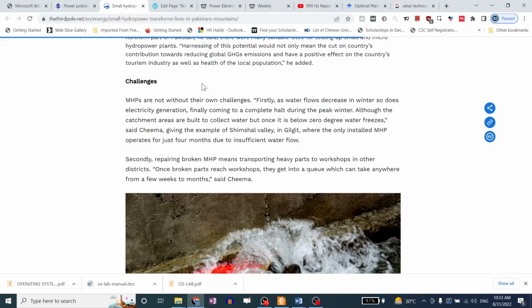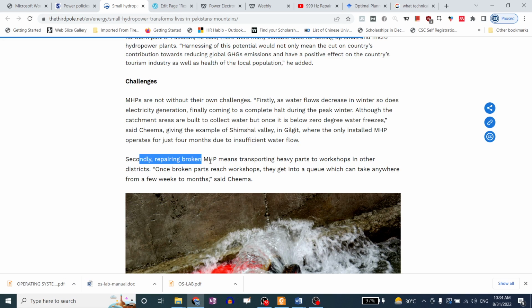And then there are small hydro power plants. Small hydro power potential lies in Pakistan's mountains, where small and micro hydro power plants can be installed. Water flows decrease in winter, and so does electricity generation, finally coming to a complete halt during peak winter. But we can also collect water in catchment areas, though below 0 degrees water freezes. After that we can also use it when we don't have sufficient water.